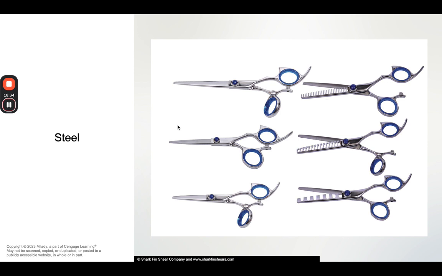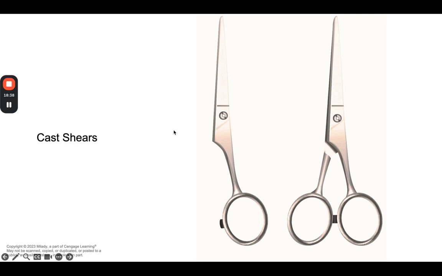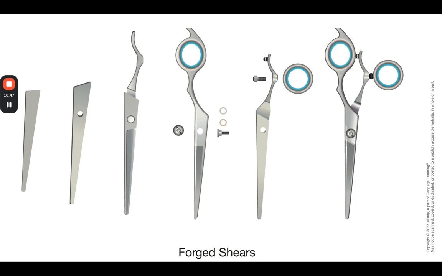Some are made with steel, and out of that steel, some of those are cast shears, meaning they are created out of a mold, which you can see here, or you may work with forged shears. Forged shears, in essence, have various components. They are not made from a cast or from a mold.